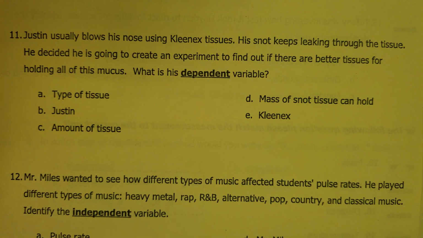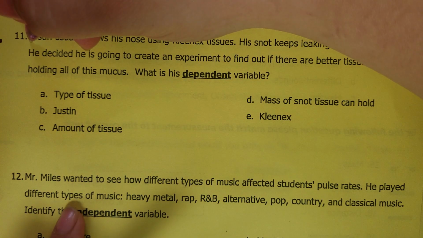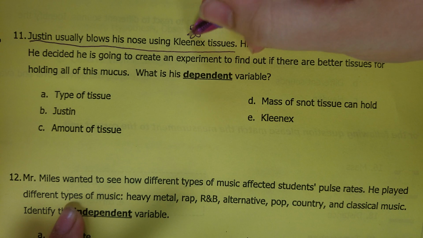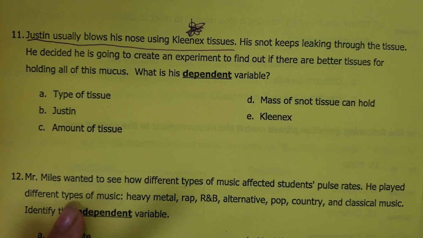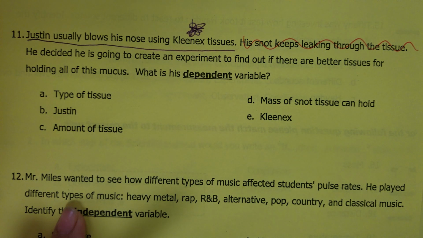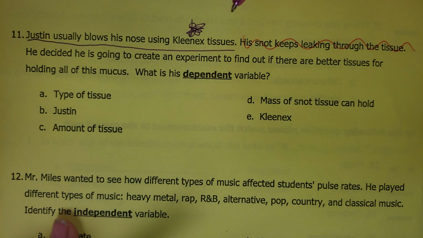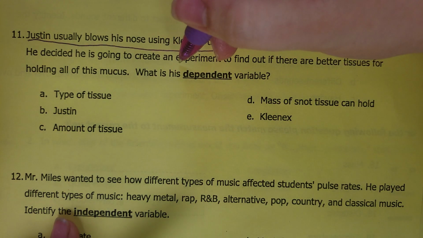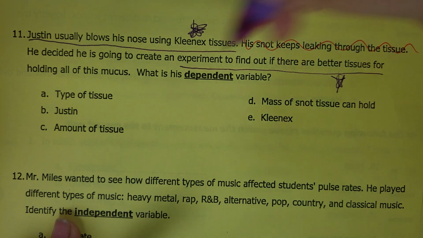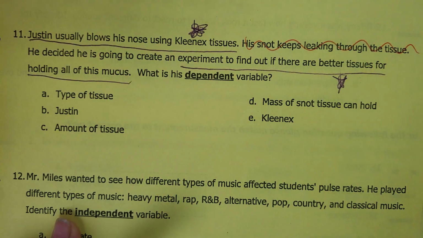Question 11 is talking about Justin as well. So underline my important information using Kleenex brand tissues. We don't need to know that his snot is leaking through. Justin, we're all going to be imagining your leaky snot now. Creating an experiment for better tissues to hold all of his mucus.